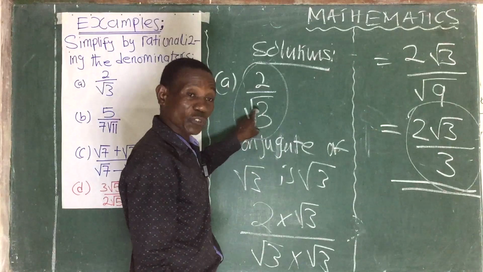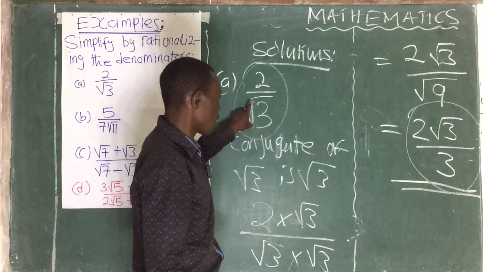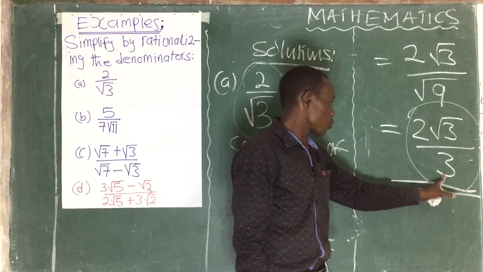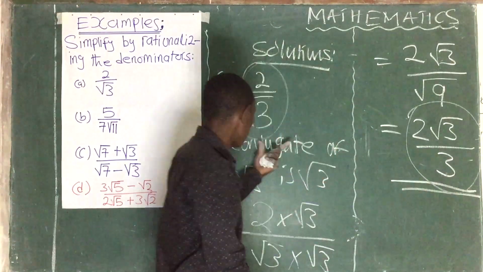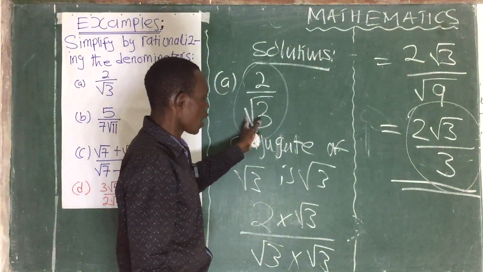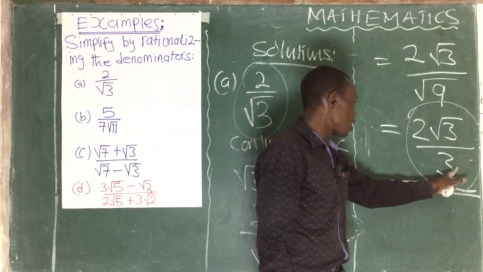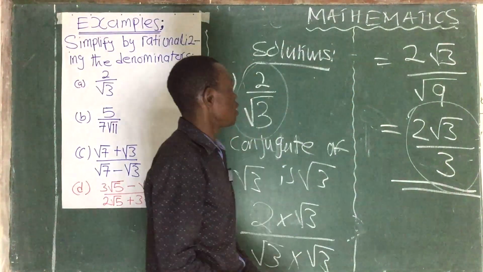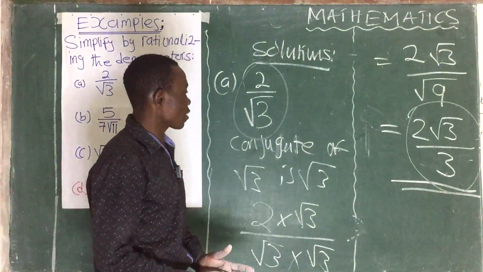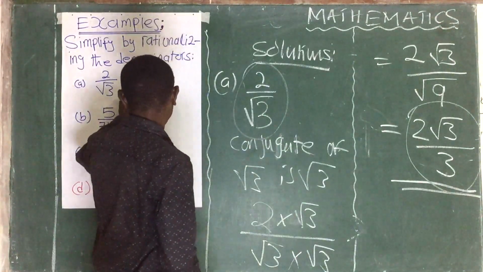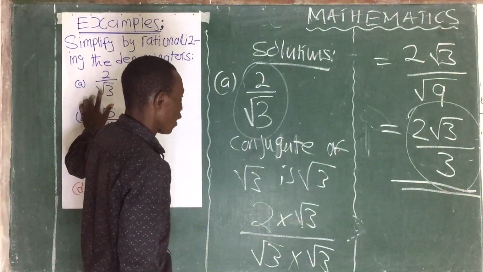This one has an irrational number, a surd, as a denominator, but this now has a rational number. So in this case, it means we have successfully rationalized the denominator of that fraction.